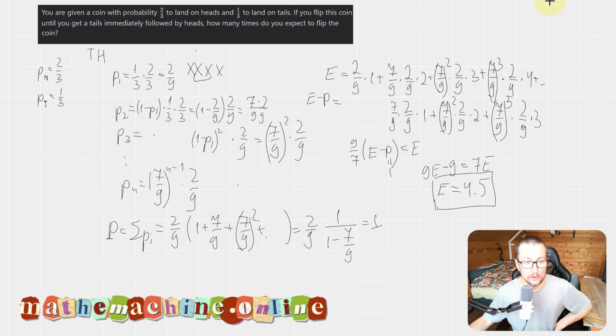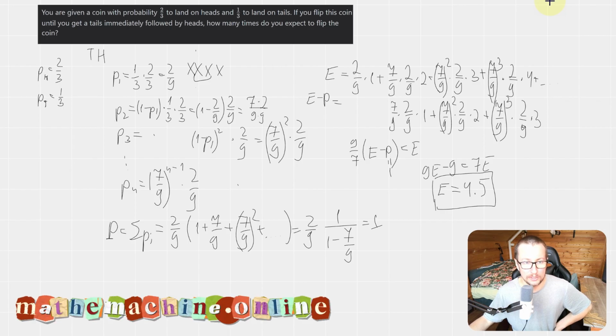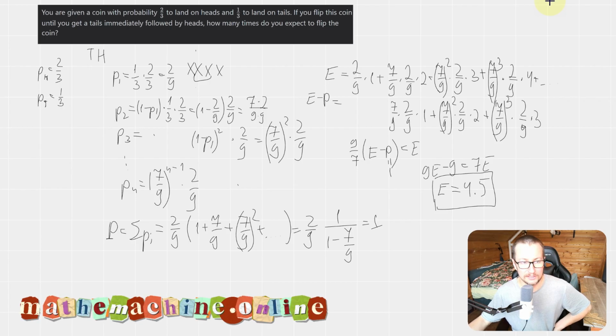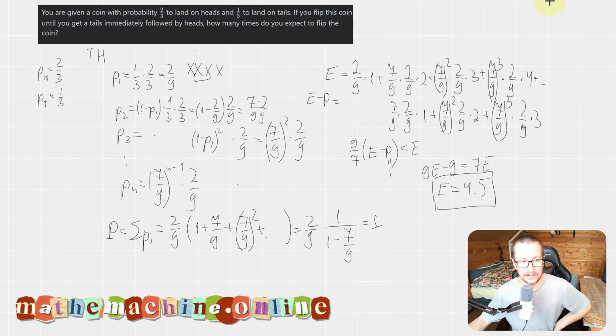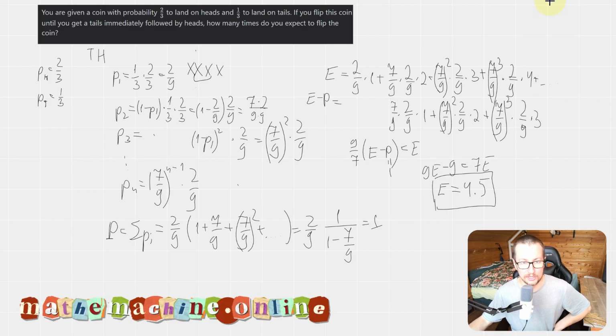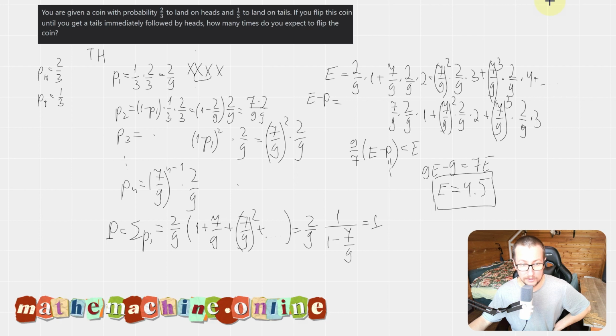So you're given a coin with probability 2 over 3 to land on heads and 1 over 3 to land on tails. You flip the coin, and you should get tails followed by heads immediately. How many times do you expect to flip the coin?